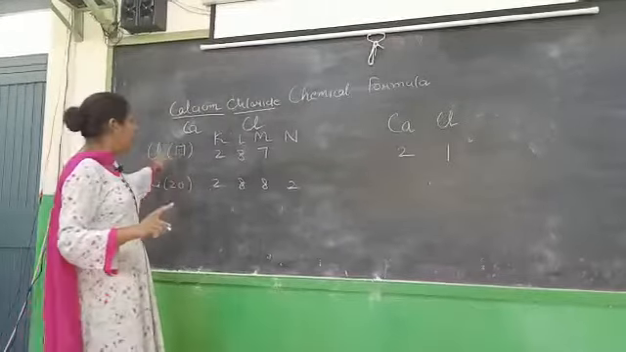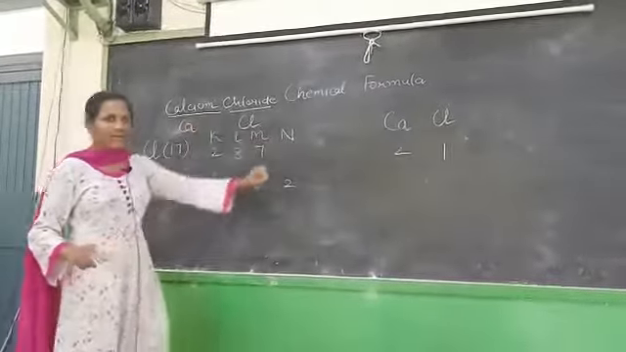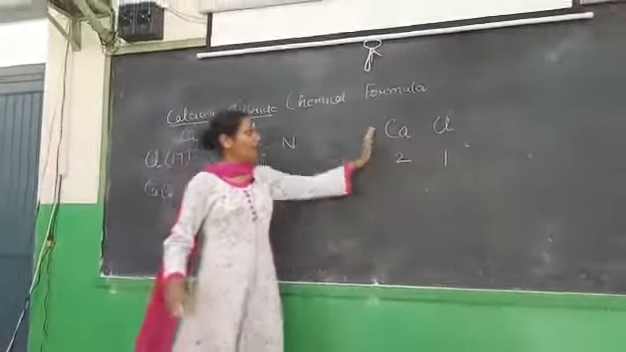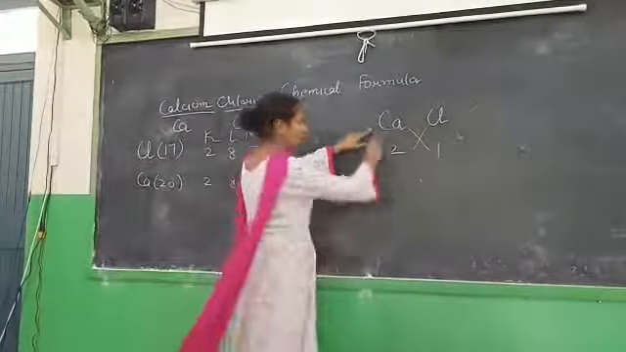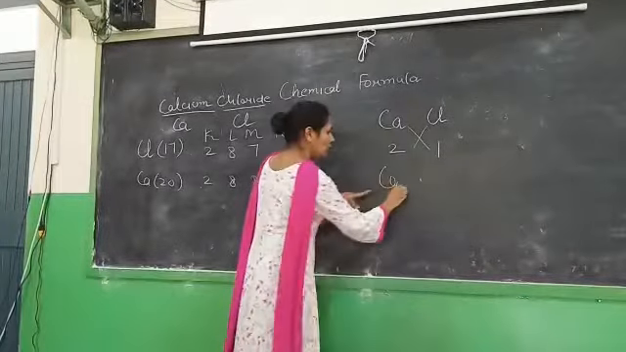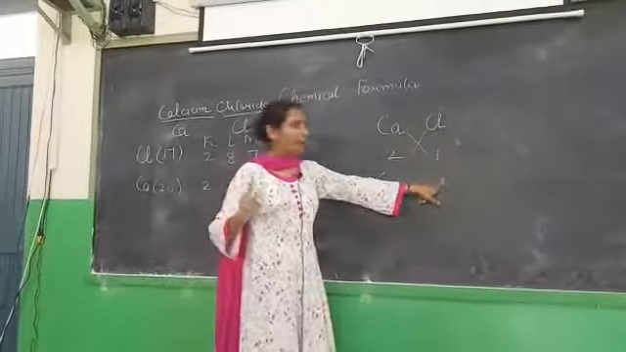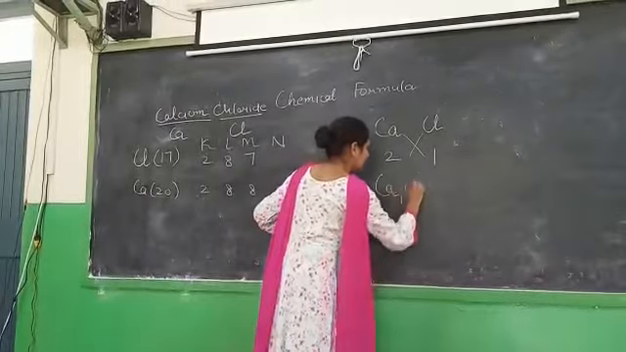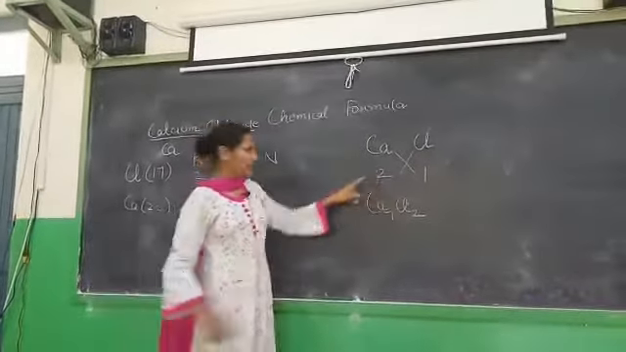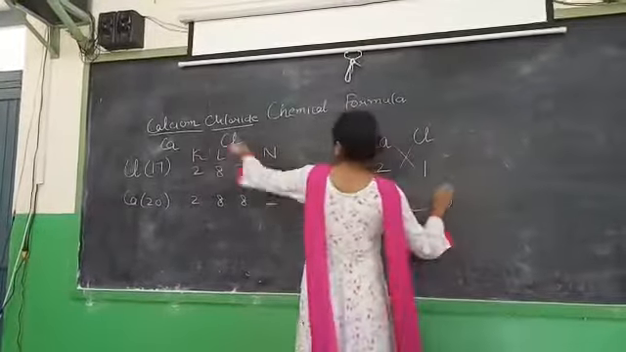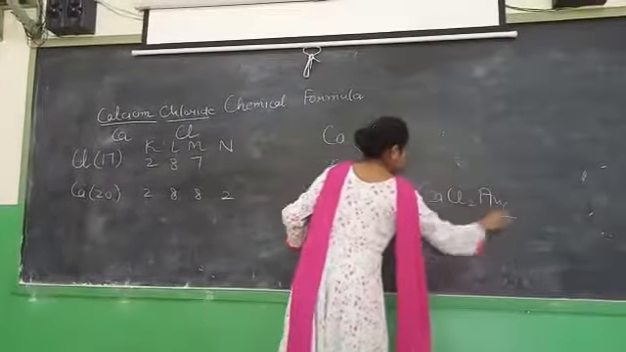So in a simple way, in order to make a chemical formula using the valency, simply write the valency of the particular elements below them and cross multiply. Chlorine has valency 1, so calcium gets 1, and calcium has valency 2, so chlorine gets 2. This means that the chemical formula for calcium chloride will be CaCl2, and this is your answer.